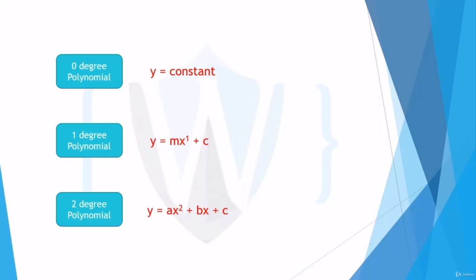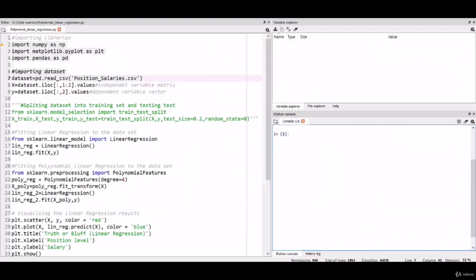Now let's go for the implementation of code. So let's start with the coding part. In this, the first step is importing libraries. The necessary libraries that we need are NumPy, Matplotlib, and Pandas.